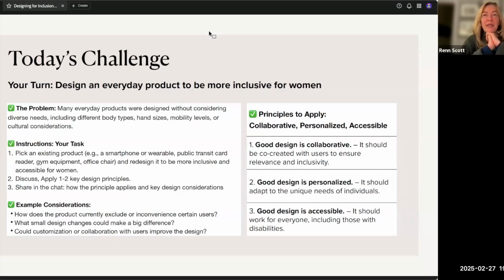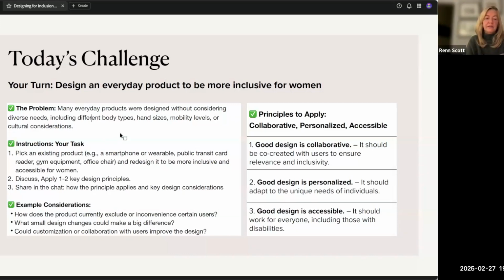We are going to now split back into groups of 3 to 5 people. I'll ask you to take a screenshot of this design challenge. You are going to have the opportunity to design an everyday product to be more inclusive for women. The problem you're trying to solve: many everyday products were designed without considering diverse needs, including body types, hand sizes, mobility levels, or cultural considerations.